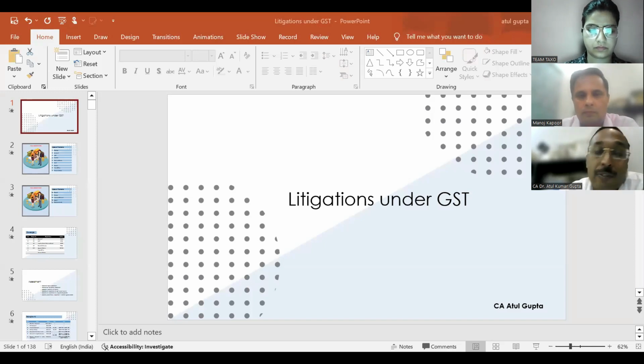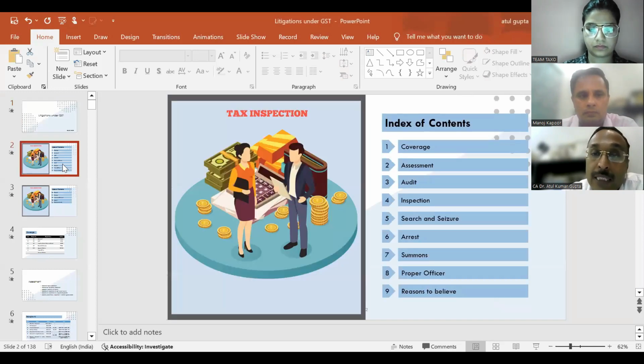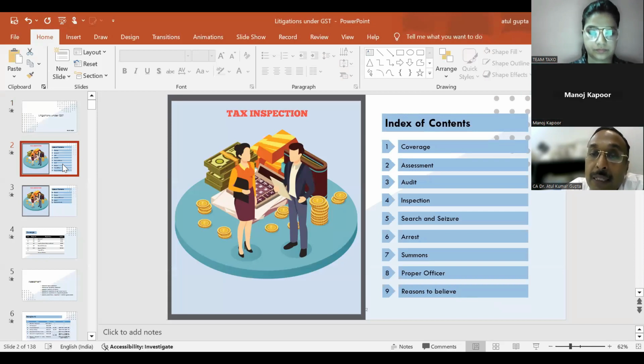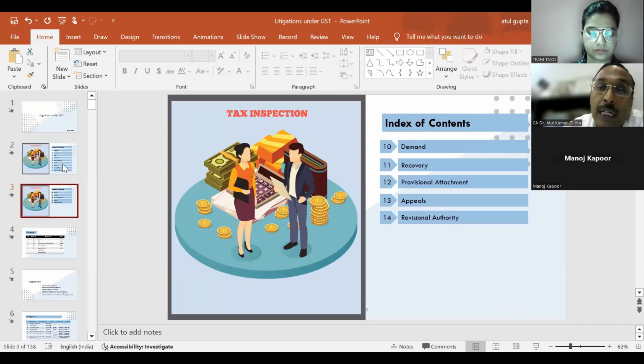Now, my dear friends, as far as litigation is concerned, it is a very big topic in GST. There are 14 limbs of litigation, starting from the coverage part to the assessment, audit, inspection, search and seizure, arrest, summons, and then moving to the demand, recovery, provisional attachment and appeal, and finally the revisional authority.